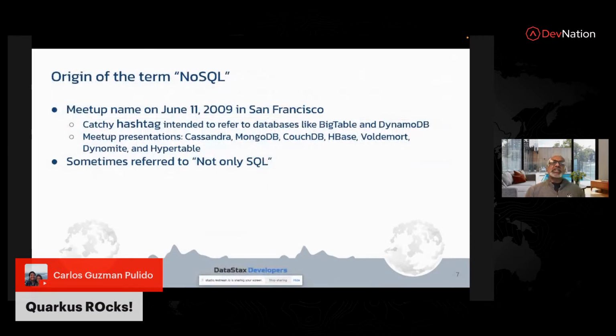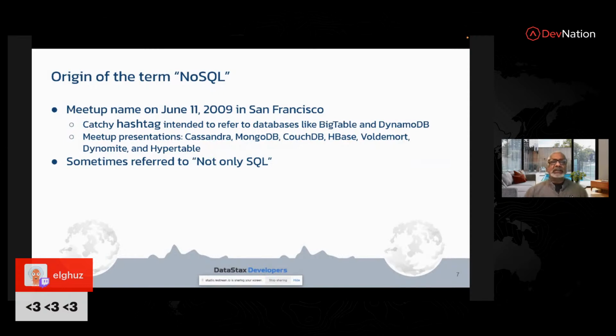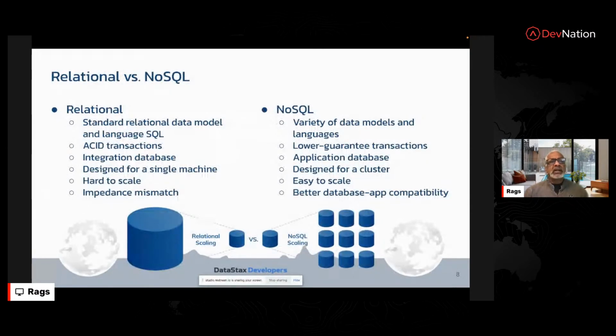So let's talk about NoSQL. For those of you who have never heard of this term, it was a name coined to come up with a catchy hashtag when there was a meetup in San Francisco. People were a little bit disillusioned about relational databases, and there were other databases kicking around like Cassandra, Mongo, Couch, and so on. They wanted a catchy term, and they came up with: it's not SQL, so it's NoSQL. Sometimes it's referred to as "not only SQL" as well, but there are critical differences between relational databases and NoSQL.